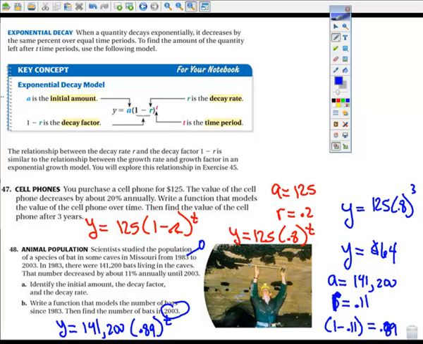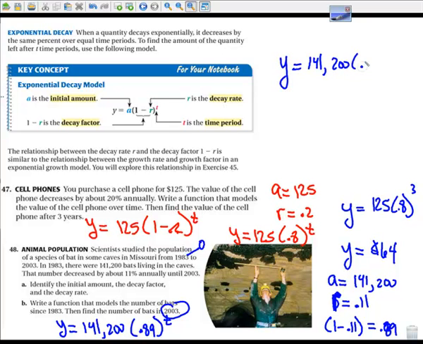And finally, they want to know, what is it in 2003? Well, 2003 is 20 years later. I'm going to go ahead and put it up here. If you can find room down there, go ahead. But y equals 141,200 times 0.89 to the 20th. And that is 13,729 bats, approximately. So we would expect it to be smaller because it's decreasing by 11% per year.